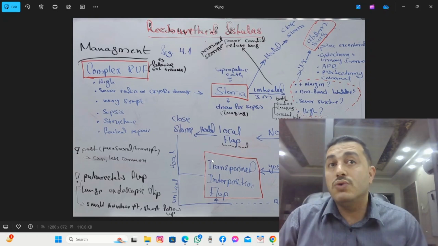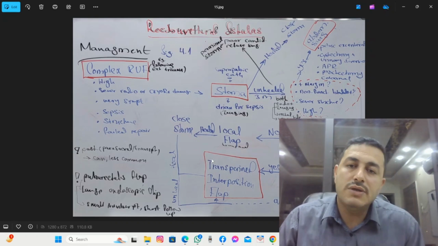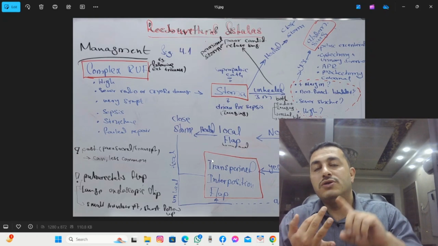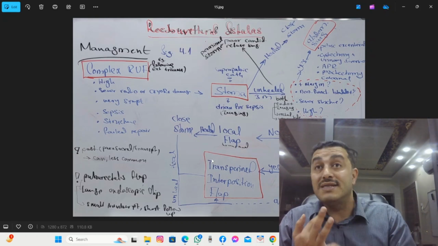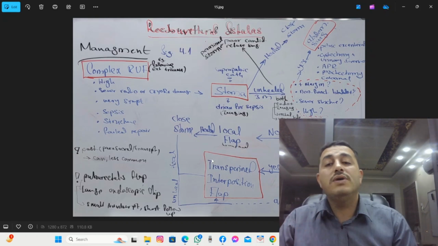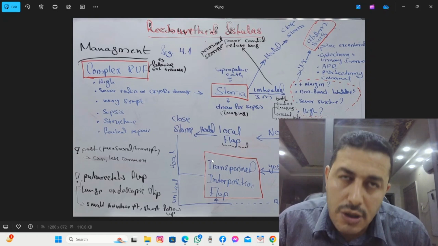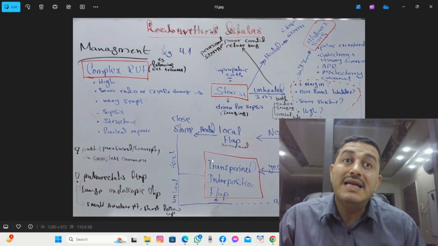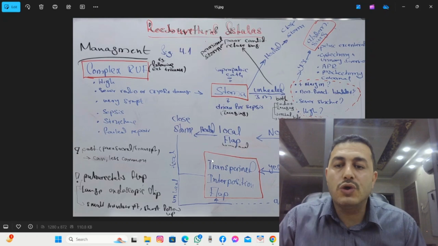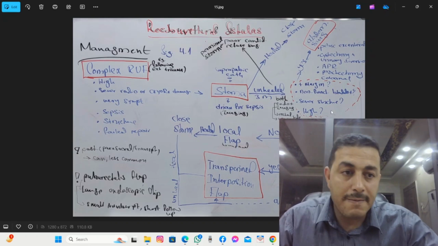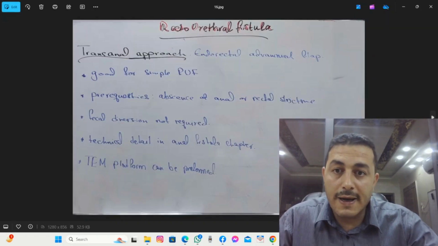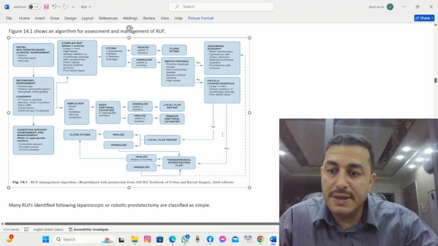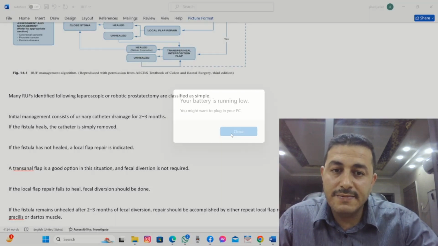Puborectalis flap also we have. We will talk about it and I will show it to you. We said transanal approach, transperineal approach, and we have what we call the posterior approach. I will show it to you, but this is nowadays less commonly used. We will talk about it. Okay, I hope that I made it simple as much as I can.